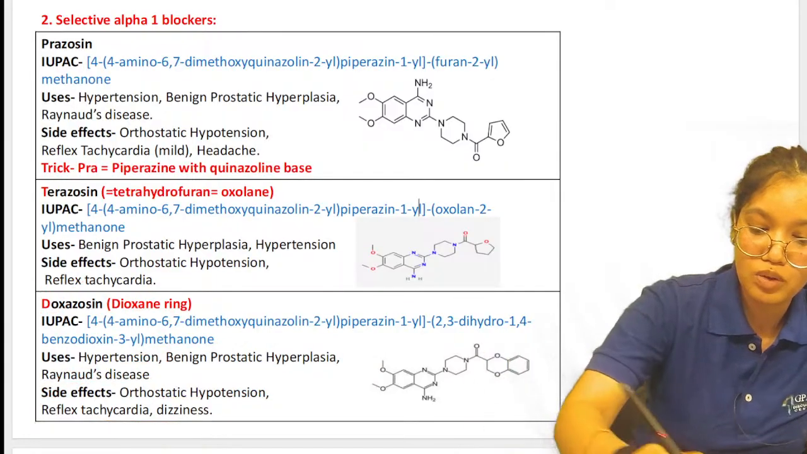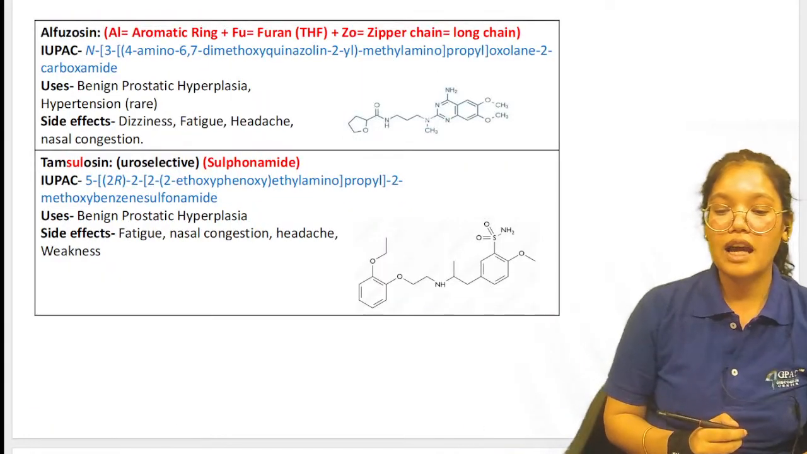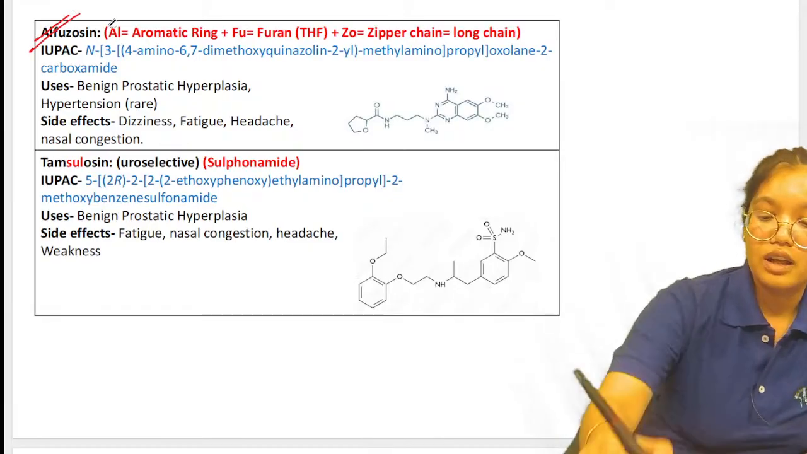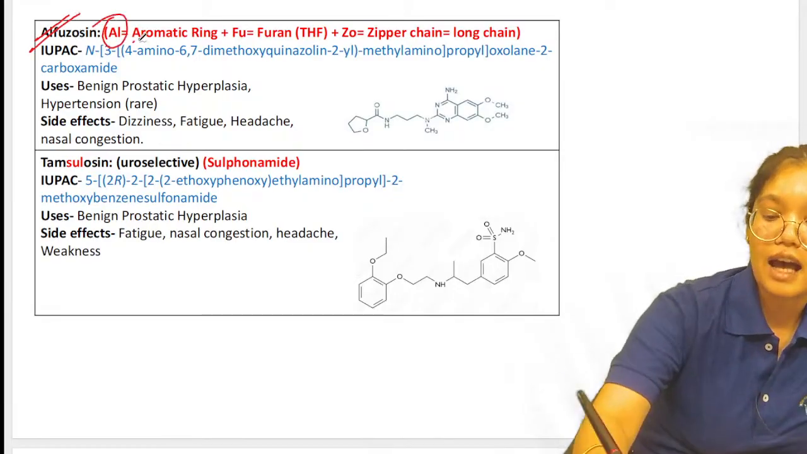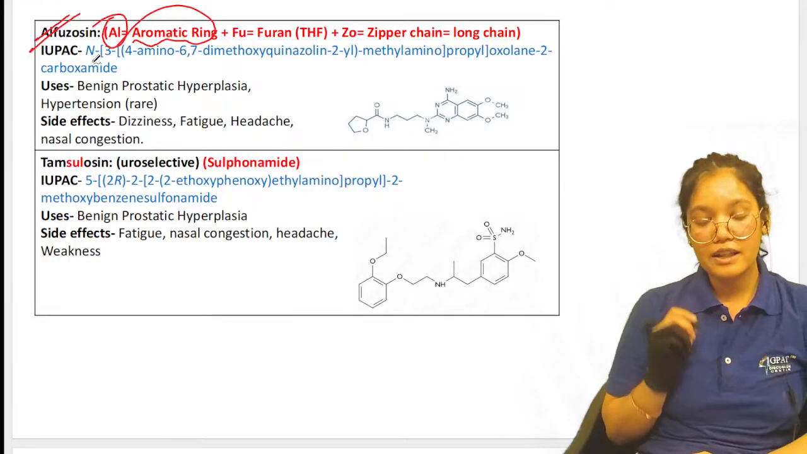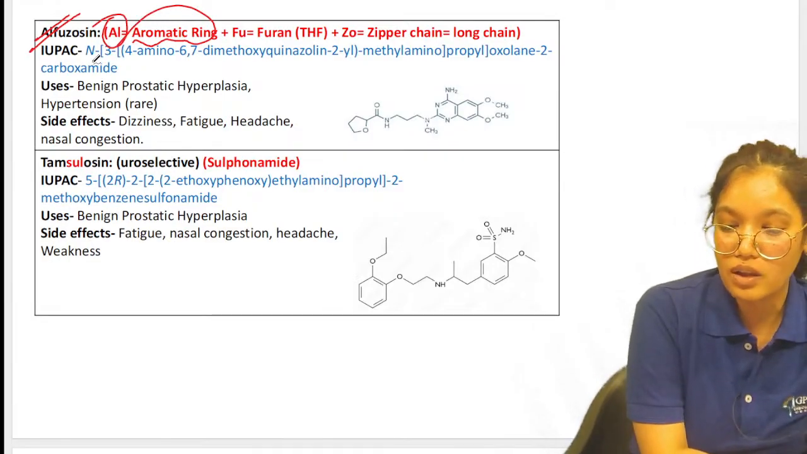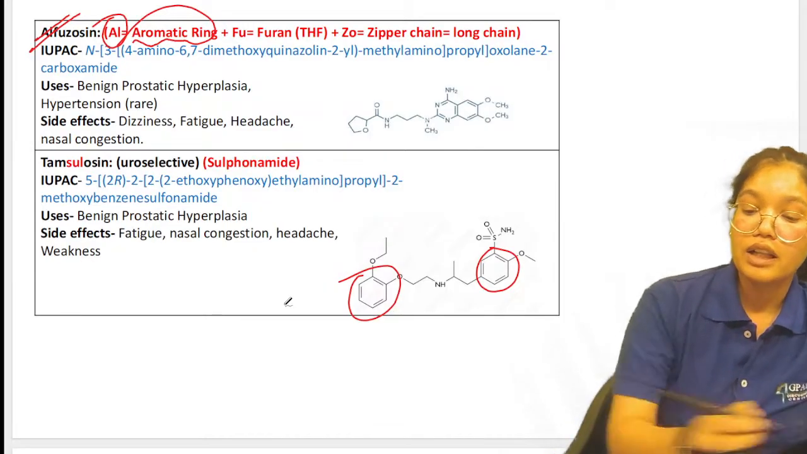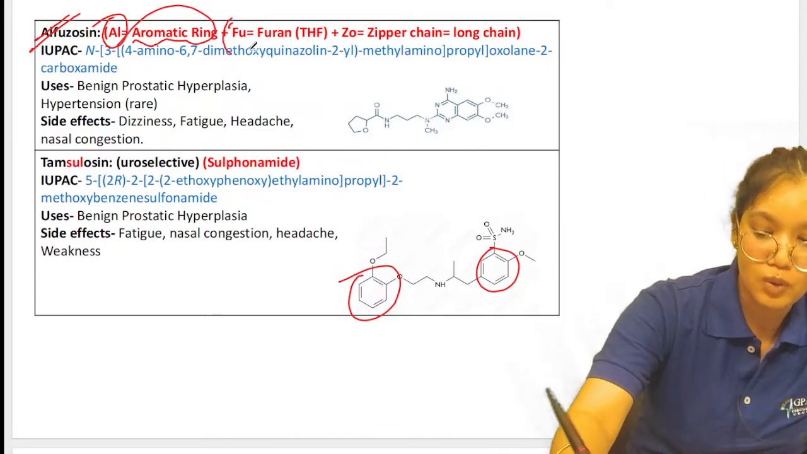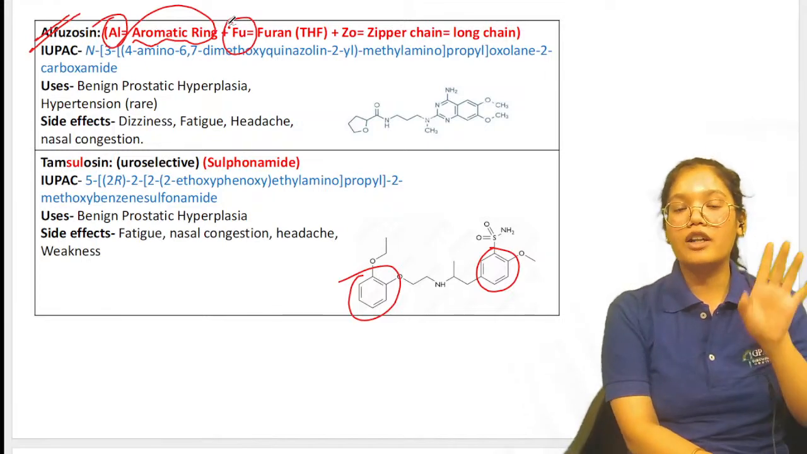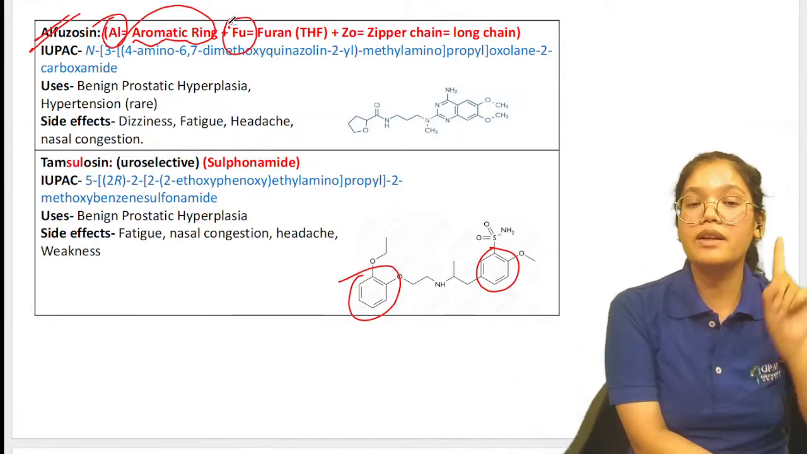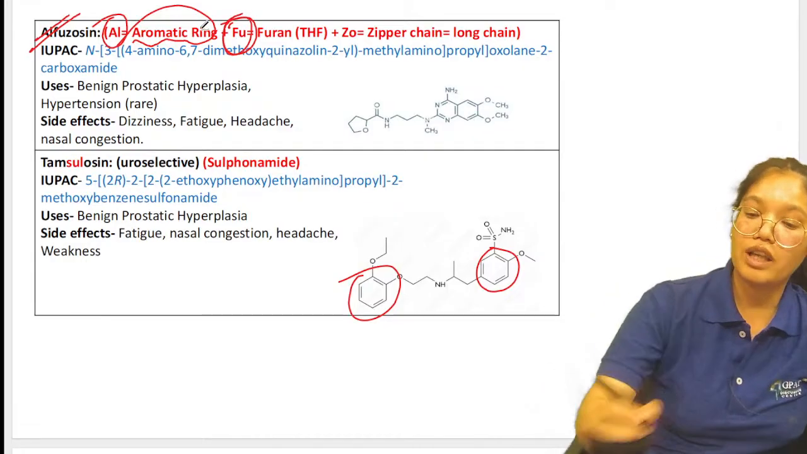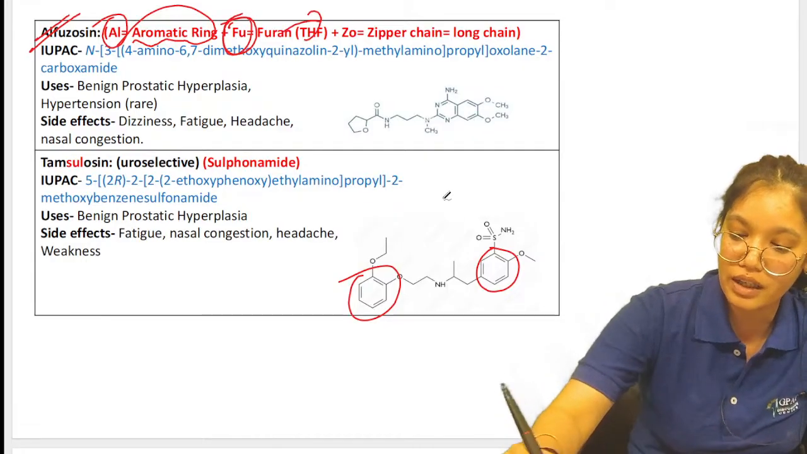Now let's move forward to the next drug, that is alfuzosin. From A we can say it has an aromatic ring in its structure. We have two aromatic rings here. Then Fu, from Fu we can say furan. Furan is only present in prazosin. Here from Fu we are saying furan, but we have a tetrahydrofuran here.